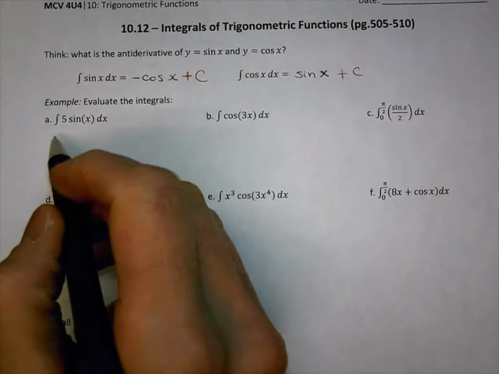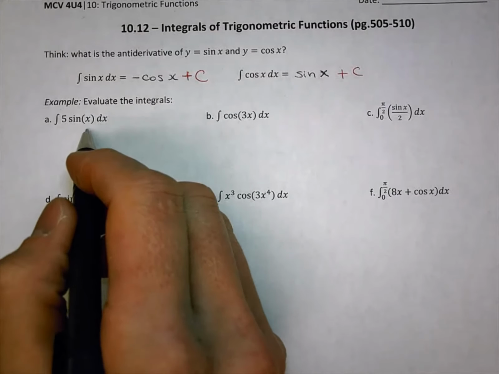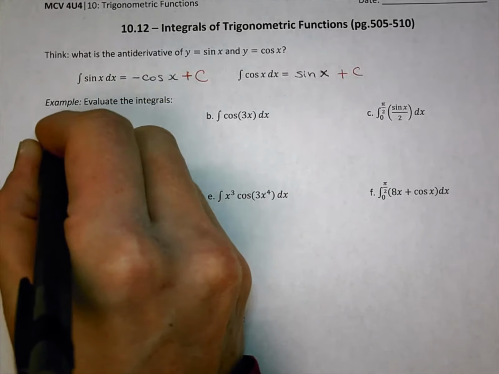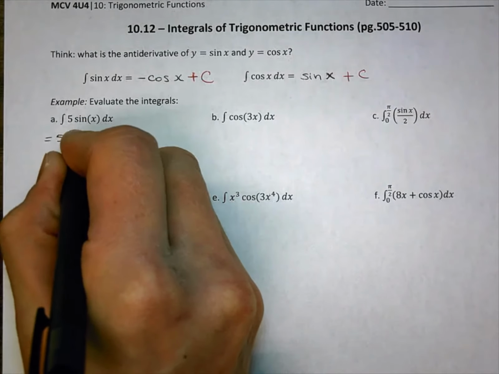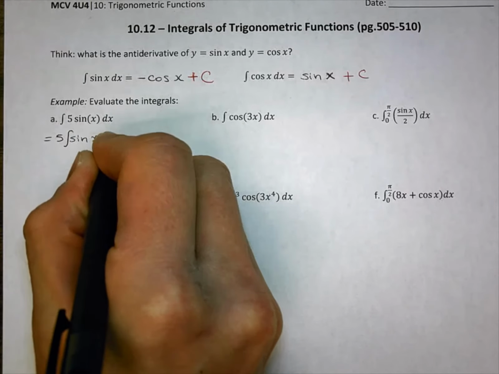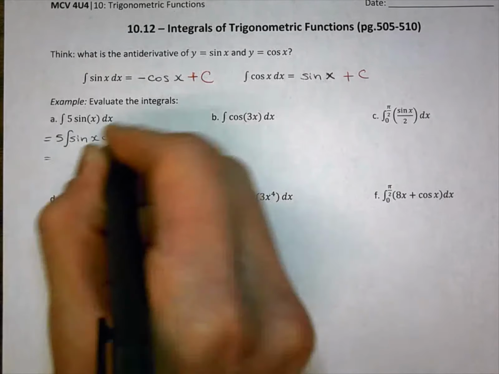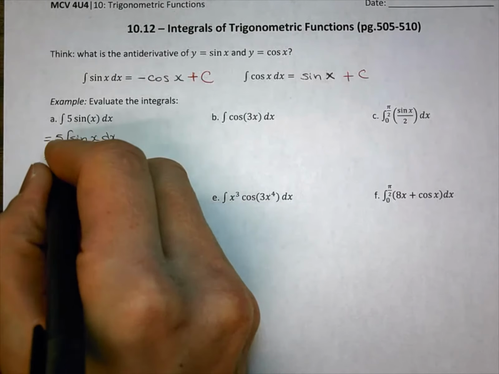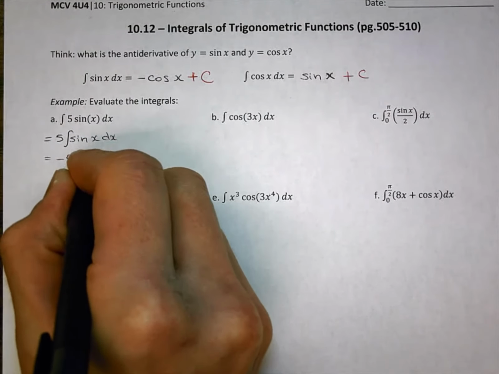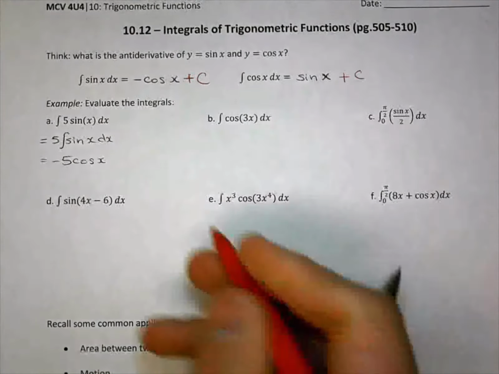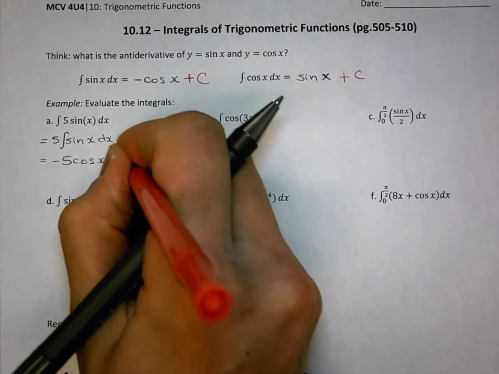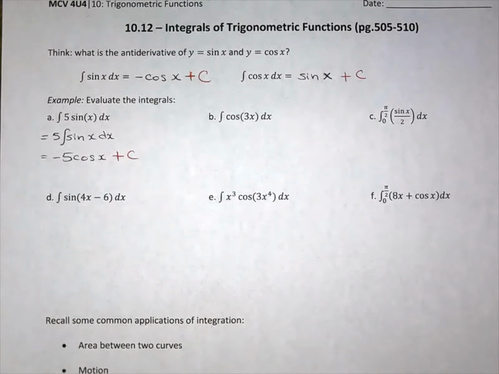So first of all, let's find the integral of 5 sine x. Well, luckily 5 kind of comes out, right? This is something we're comfortable with. So this is really just asking for the integral of sine x, which is negative cos x. So this is negative 5 cos x plus c. So that's easy enough when I have a constant out front. I wish that happened more often.